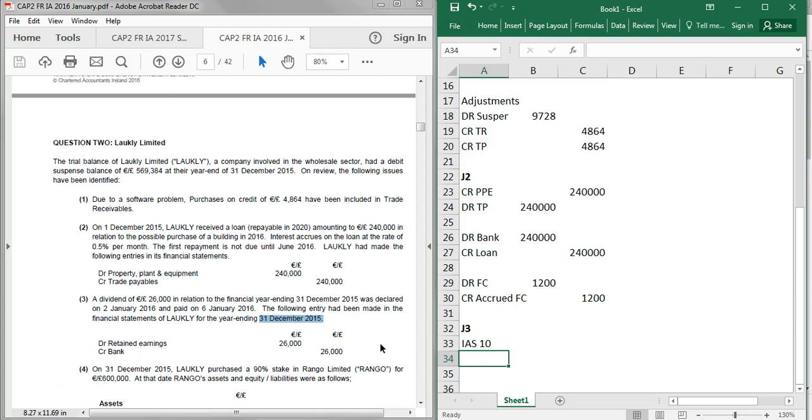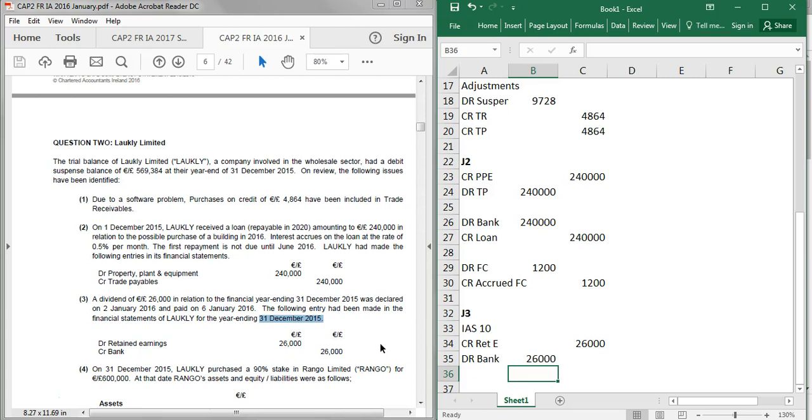So what we need to do now is reverse that. We need to credit retained earnings and we need to debit bank. That's 26,000, 26,000. And again, it does balance already. There's no impact on the suspense account, so therefore it doesn't impact the T account. All you're worried about there is that IAS 10, and I put down IAS 10 as well to show the examiner that if it's declared after the year end, which was after the 31st December 2015, you do not recognize it. Therefore, you have to reverse the current entry.